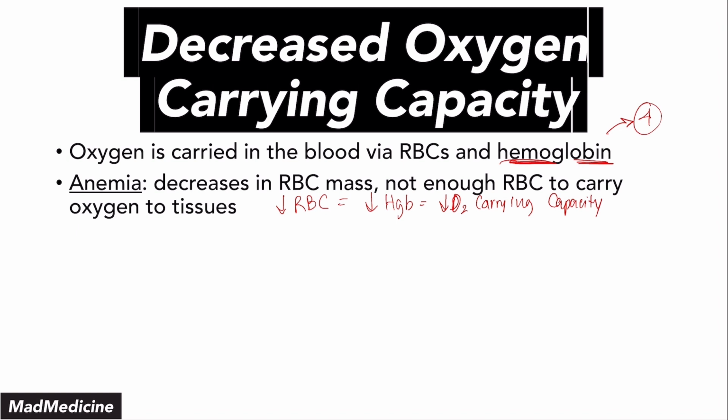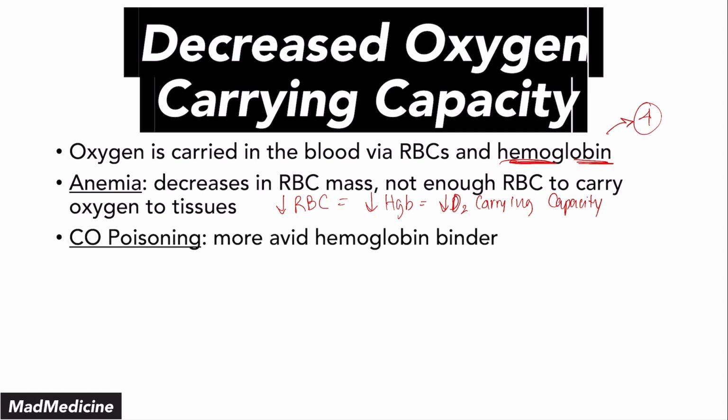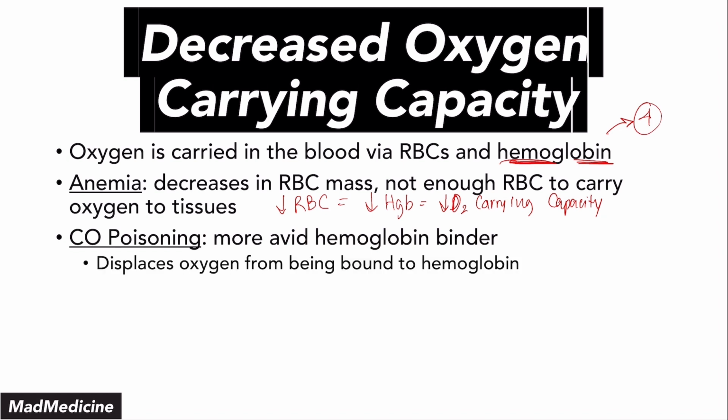But there are 2 more ways that you need to understand and commit to the back of your mind. The first one is carbon monoxide, especially carbon monoxide poisoning. Carbon monoxide is a very, very strong hemoglobin binder. When it binds to hemoglobin, it is going to displace the oxygen from being bound to the hemoglobin. It is so strong that it pushes oxygen off. Now, this is the important thing you need to understand.